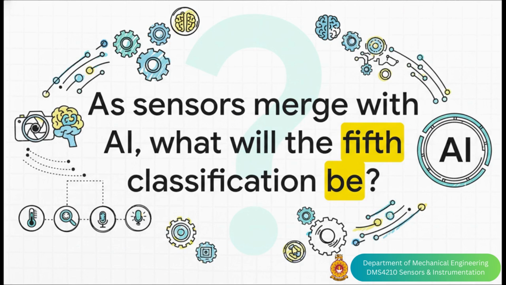But as technology keeps racing forward and sensors start merging with AI, it really makes you wonder, what's the fifth classification going to be? Maybe something like cognitive sensors or predictive sensors? Definitely something to think about.